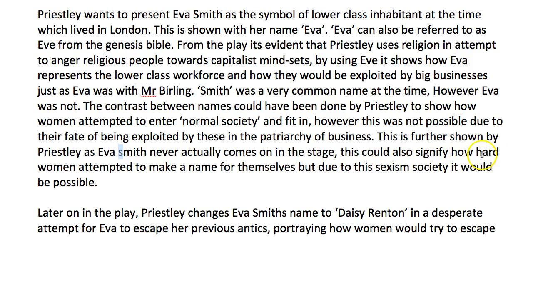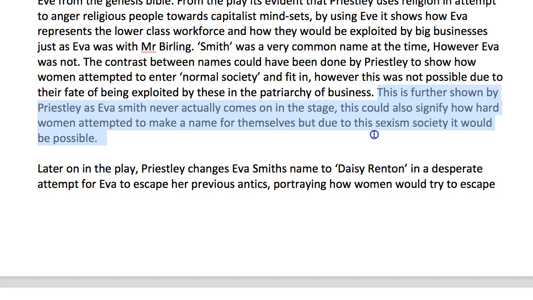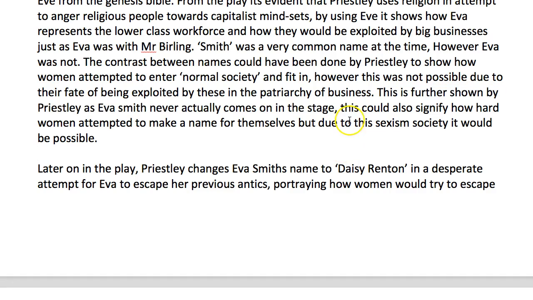This could also signify how hard women attempted to make a name for themselves, but due to this sexist, not sexism, due to this sexist society, it would be, I think you mean impossible, not possible. This is a slightly clumsy point again because it's very general. This bit is specific, which is good, but your development is general. And so you could talk about the sexist treatment that she endures, not being able to find employment, having to turn towards a potential prostitution.